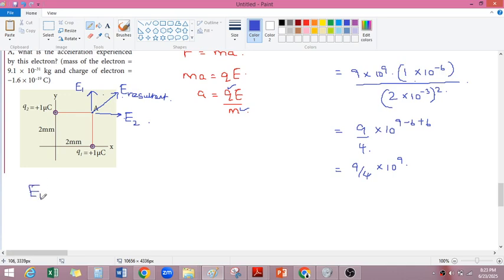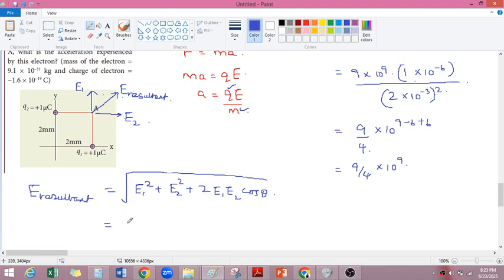So now if I want E resultant, from your 11th standard formula, E squared equals E1 squared plus E2 squared plus 2 times E1 E2 cos theta. Anybody remember? Vedanth, don't you remember? Yes, sir. So I have to substitute this over here. So I told you E1 and E2 magnitude will be same.